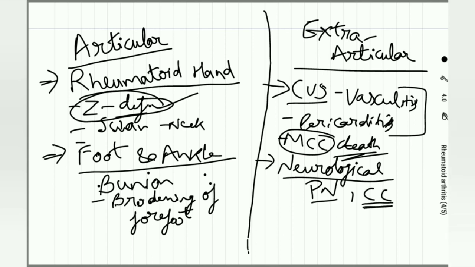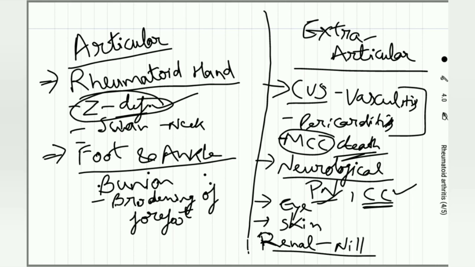The cord compression is because, as we have already talked about, there is atlantoaxial involvement. So there is an atlantoaxial subluxation which causes the cord compression and damage to the cord. Also there is nerve entrapment. The other system involves the eye. We have the skin. Note here the renal involvement is very little or nil. Renal involvement is not there. It may be involved because of the drugs we are using, like gold and penicillamine. It can be because of drug therapy, but usually it does not involve the renal part.